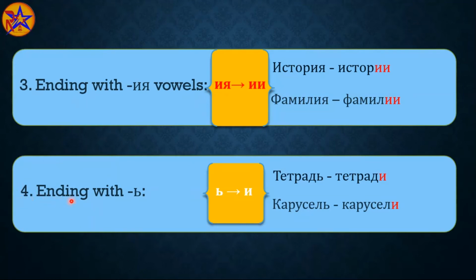The nouns which end with soft sign turn into "и" sound, like тетрадь, тетради, it's a copybook. Карусель, карусели.